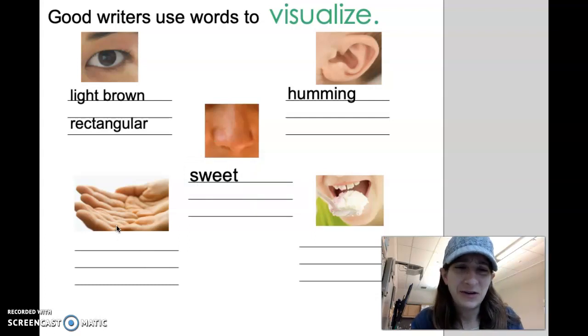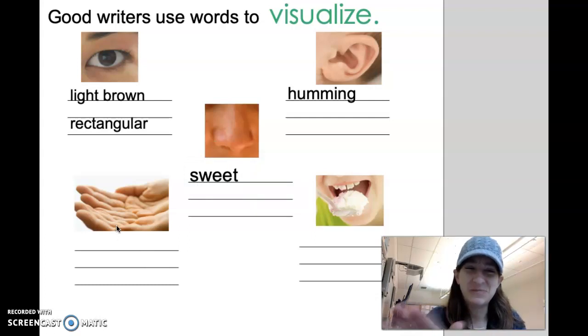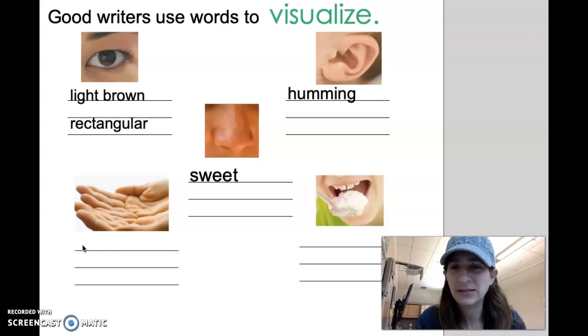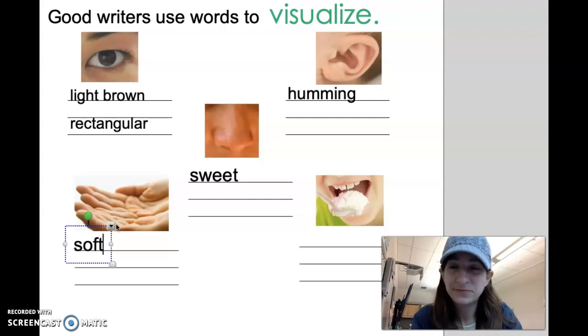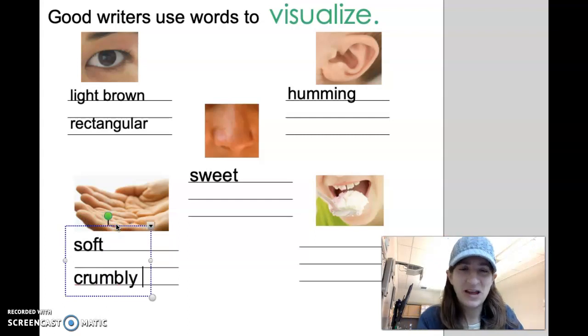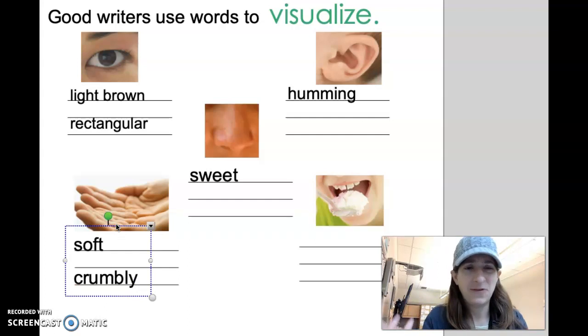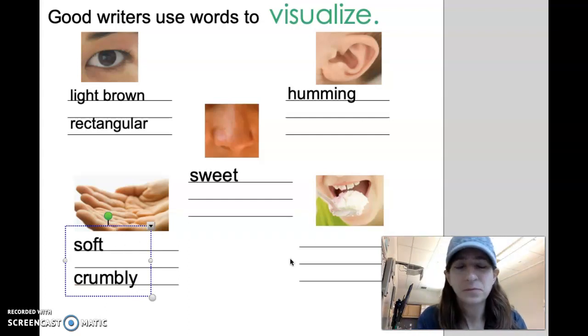Notice I didn't say good. Good is a boring word. Es una palabra aburrida que no ayuda. It doesn't really help us to know what it smells like or looks like. How's it feel? Well, it's soft. It's also crumbly, because if I try to hold it, especially if it's hot, it might fall apart very easily.